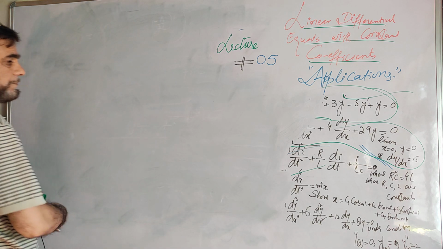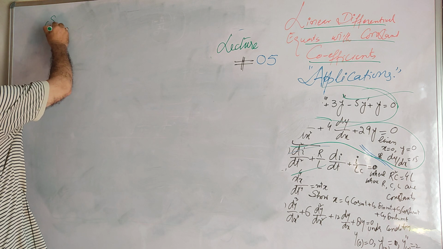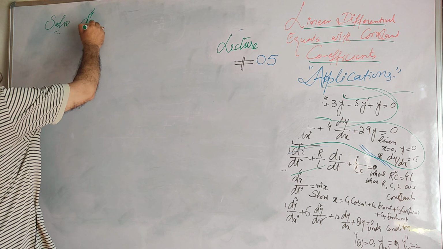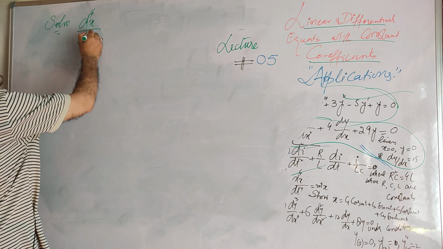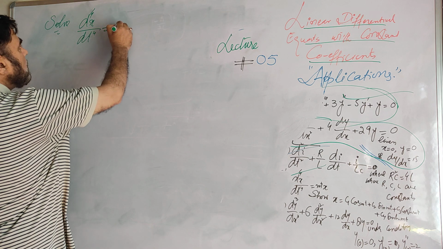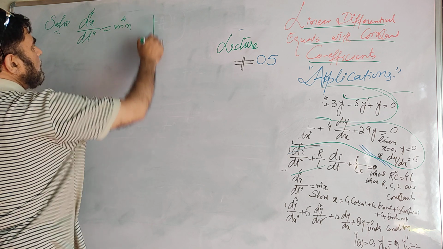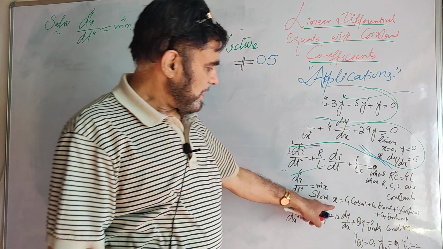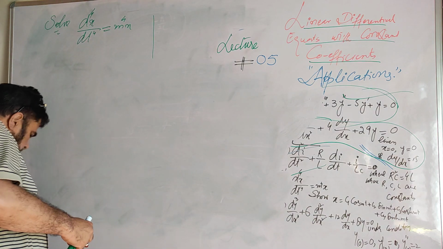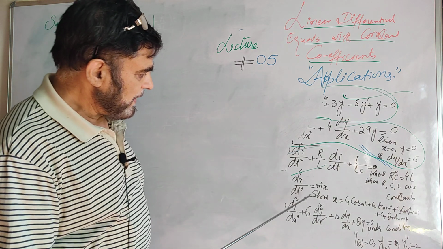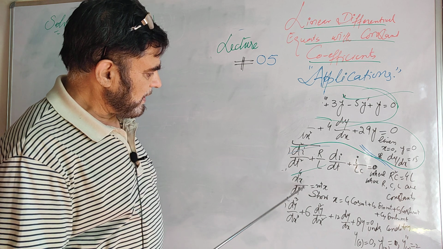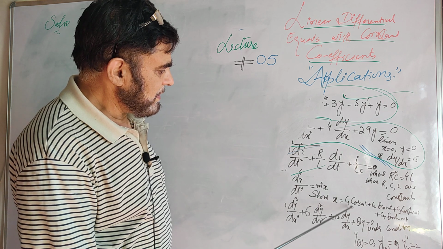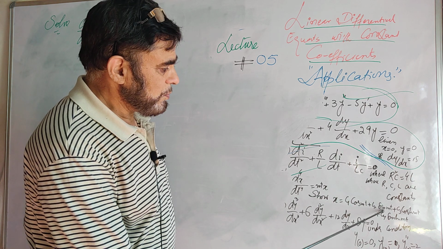Now you have to solve d4x by dt4 is equal to m4x. But he gives you the result. If you look here, the result he gives is in this way. You see, this is the question: d4x by dt4 is equal to m4x. Show that x is c1 cos mt plus c2 sin mt.